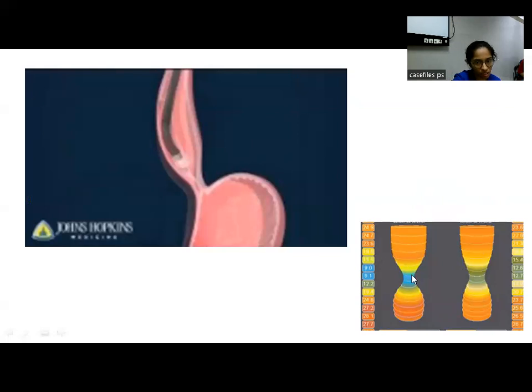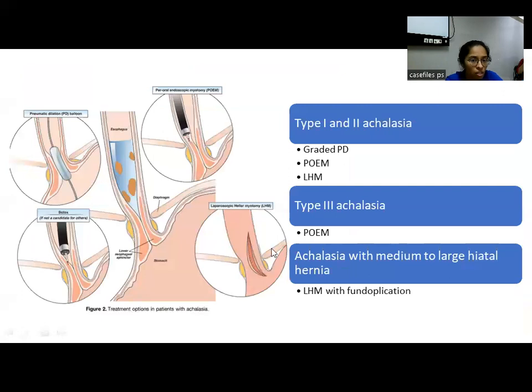As we can see here, before the POEM, the diameter of the lower esophageal sphincter was 8.1, and after the POEM, the diameter has increased to 12.7 mm. So as we saw, there are multiple modalities of treatment which can be useful in achalasia, including pneumatic dilatation, POEM, laparoscopic Heller's myotomy, or injection of botulinum toxin, and which has to be employed in which type of achalasia is discussed now.